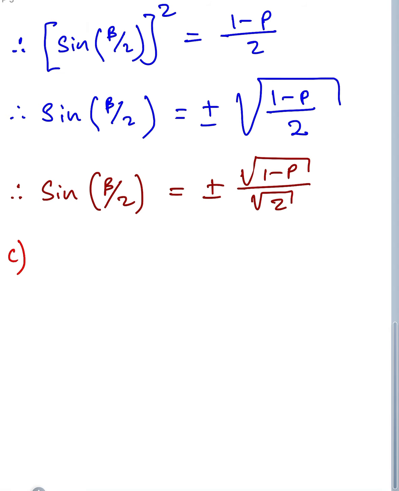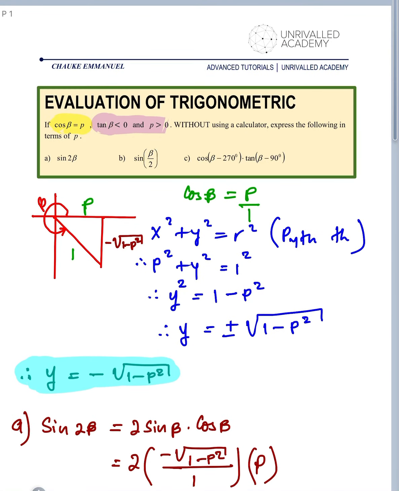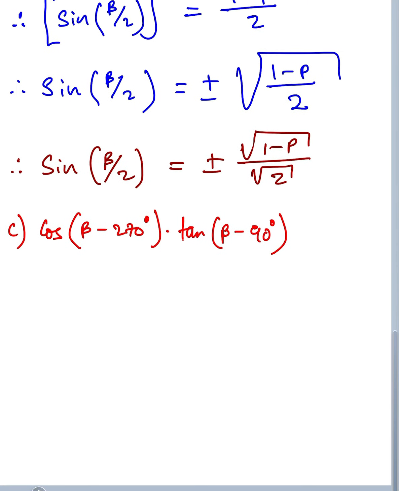So the c part, I have to evaluate cos of beta minus 270 degrees multiplied by the tangent of beta minus 90 degrees. So I'm going to say to myself, this is very much easy. How do I do that? Let me check if I copied it correct. Okay, it's correct now.